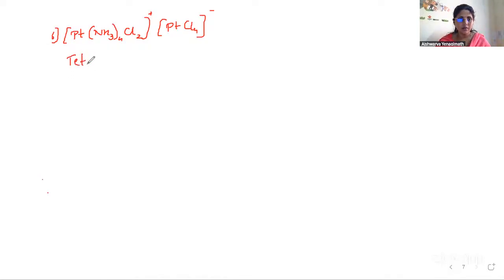Tetraammine. See, when I'm writing tetraammine, the a of tetra and the a of ammine, both have to be mentioned. Tetraammine dichloroplatinum.